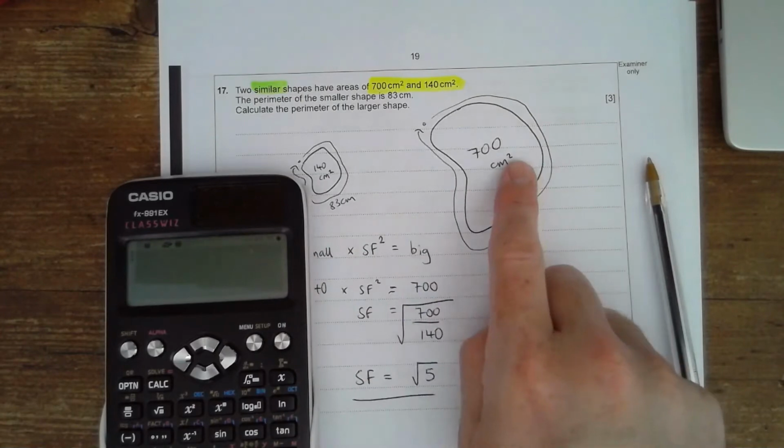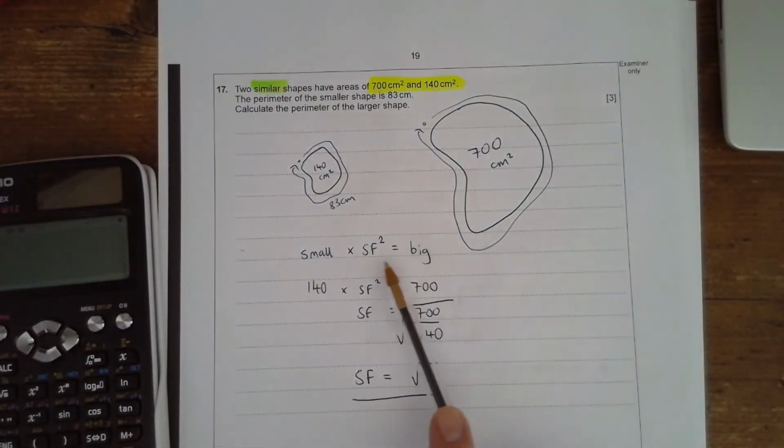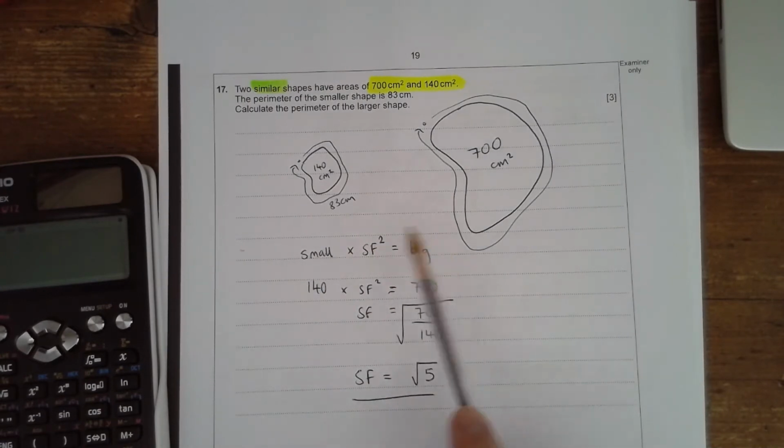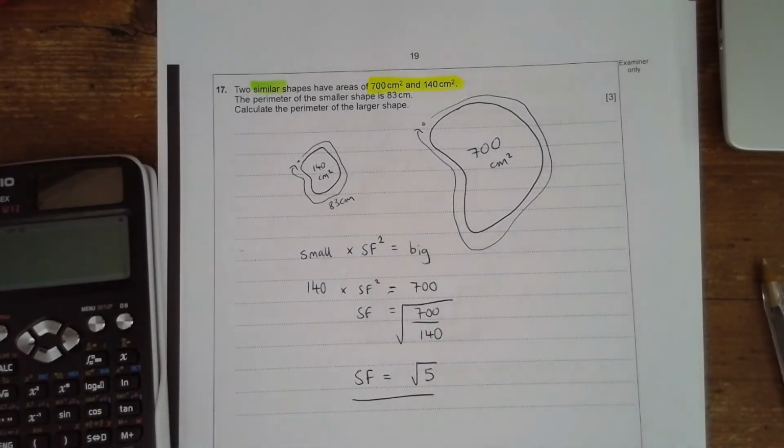Now that's for an area. If we're talking volume, you do the small one times the scale factor squared. If it's for volume, it'd be small times scale factor cubed is equal to the big one. And if it's a length, which the perimeter is, you just times by the scale factor, okay?